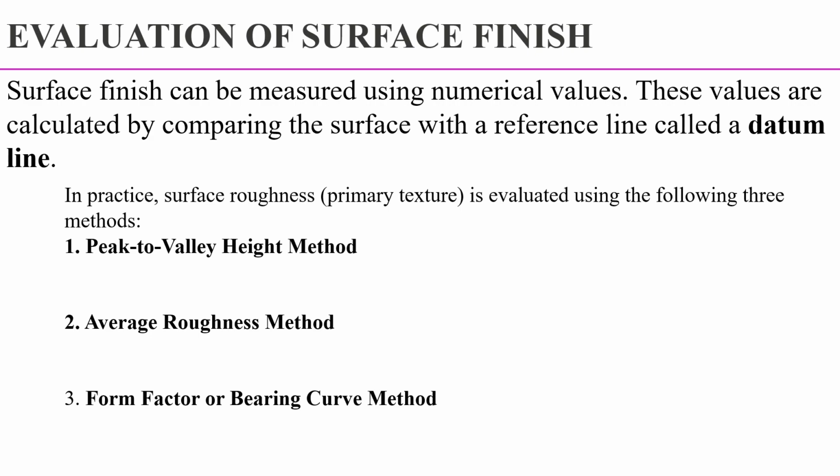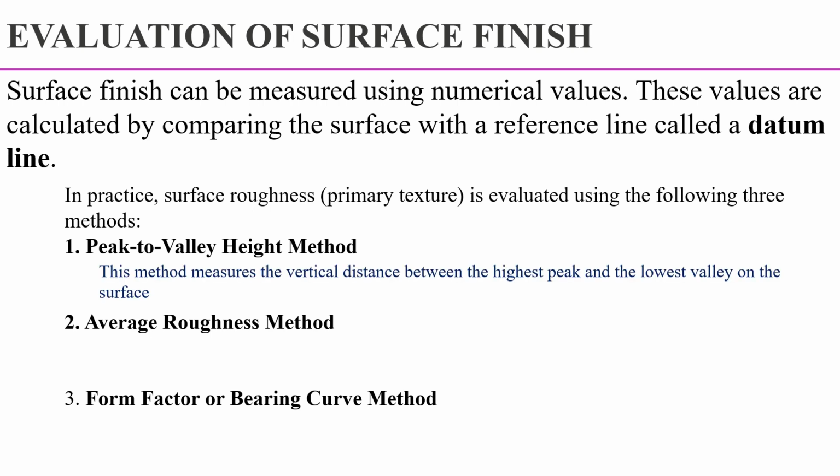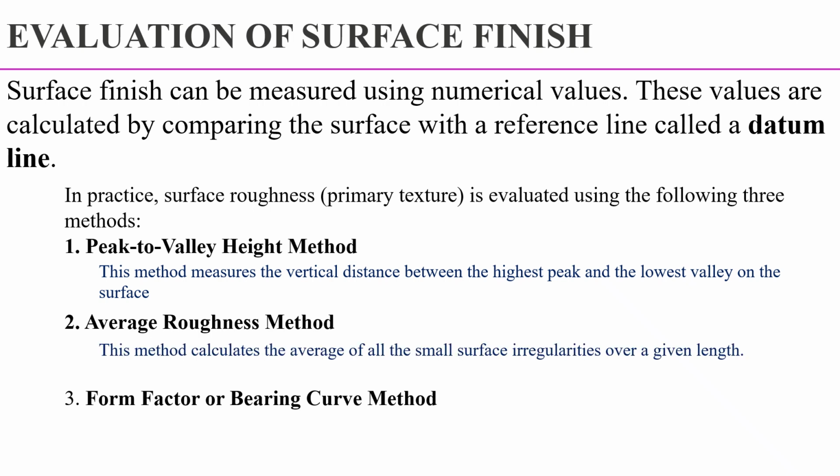In general, surface roughness is evaluated using the following three methods. First one is the peak to valley height method. Second one is the average roughness method. Third one is the form factor or bearing curve method. In the peak to valley height method, we measure the vertical distance between the highest peak and the lowest valley on the surface. In the average roughness method, we calculate the average of all the small surface irregularities over a given length.